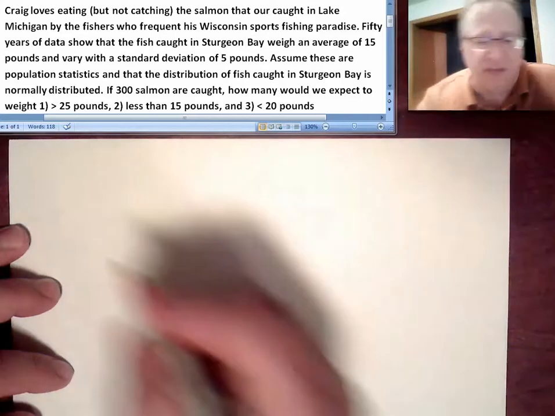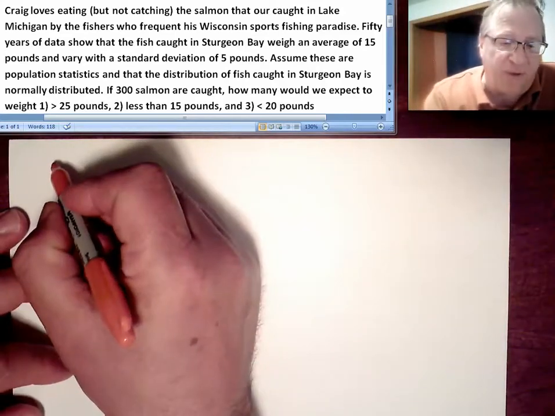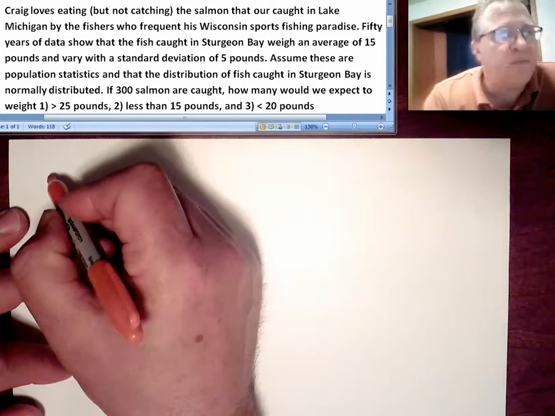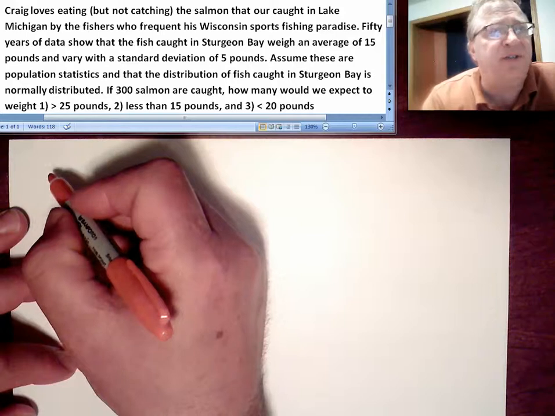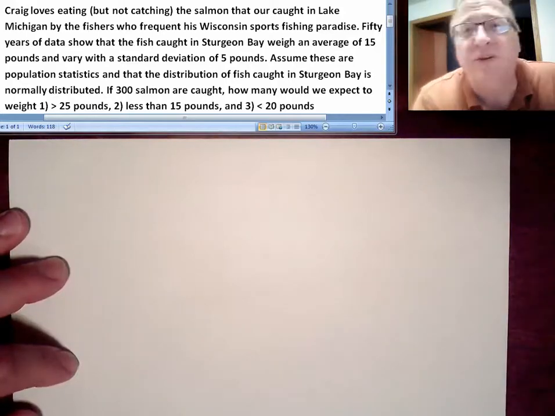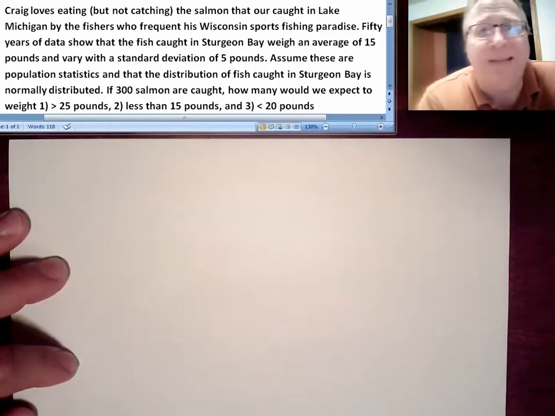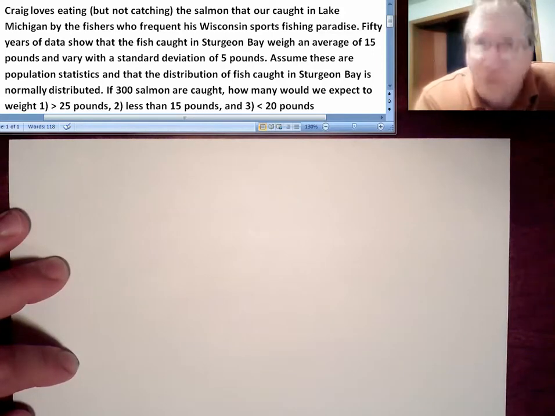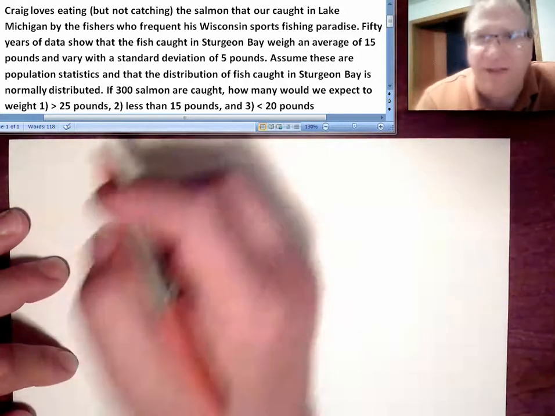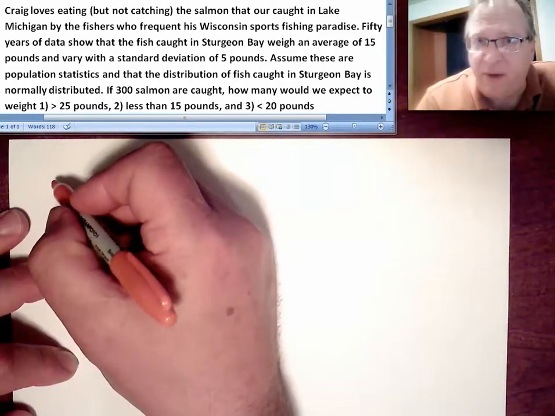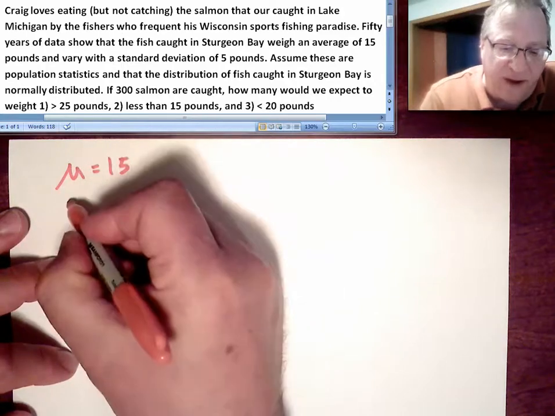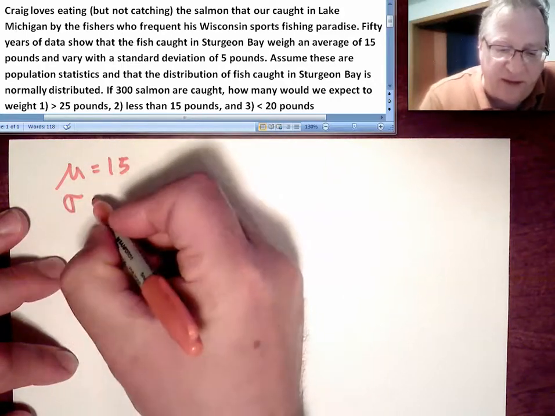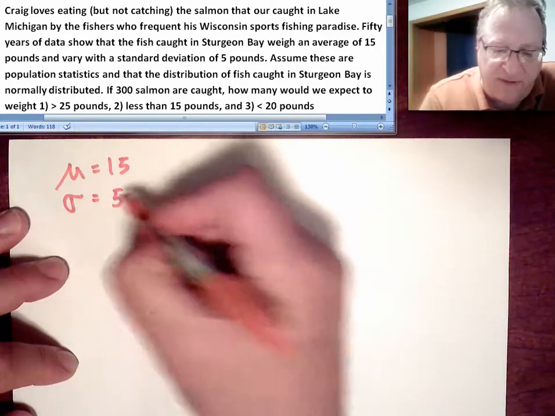All right, let's stop there. We've got some data: a mean of 15 and a standard deviation of 5. I guess we need to go further though. Assume that these are population statistics and that the distribution of fish caught in Sturgeon Bay is normally distributed. Okay, it said population statistics. So we don't have X bar, we have mu. We have a mean of 15 and we have sigma, standard deviation of 5.